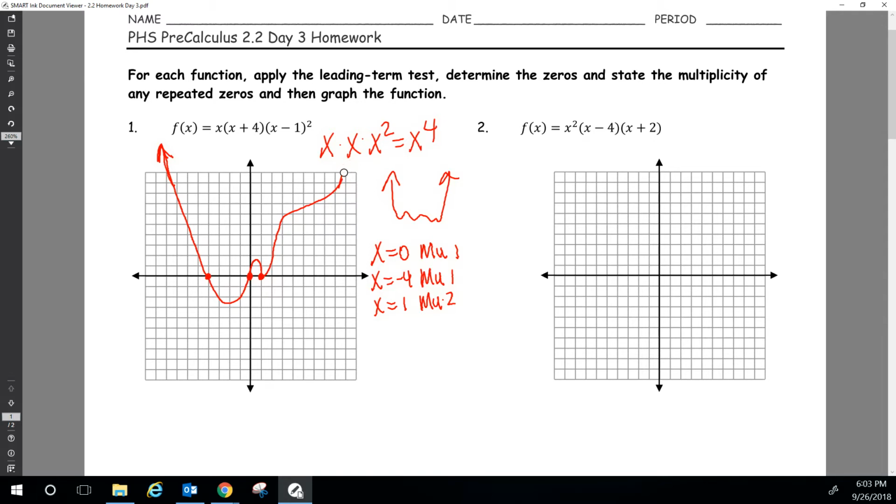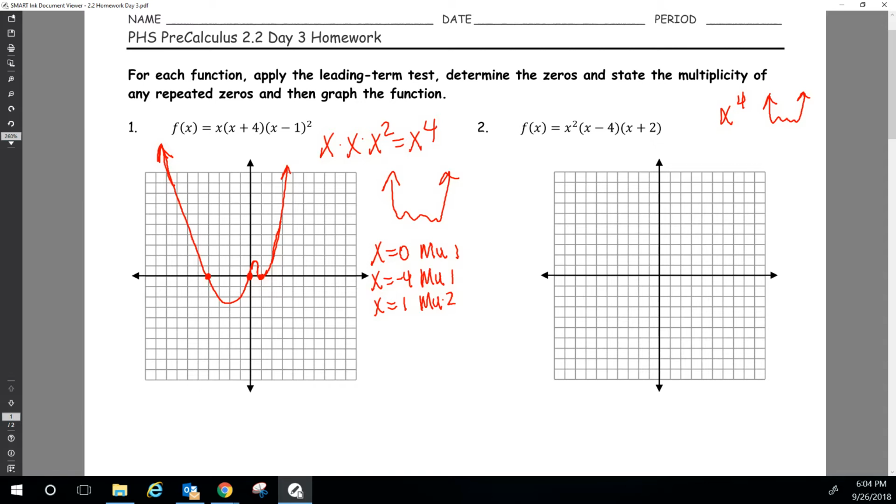If I was graphing it for a quiz, though, I would probably want it to look more like this, and I might even make this look a little bit better like that. There we go. All right, for number 2, my leading term is x squared times x times x. That is also x to the 4th, which would be an upward facing parabola.